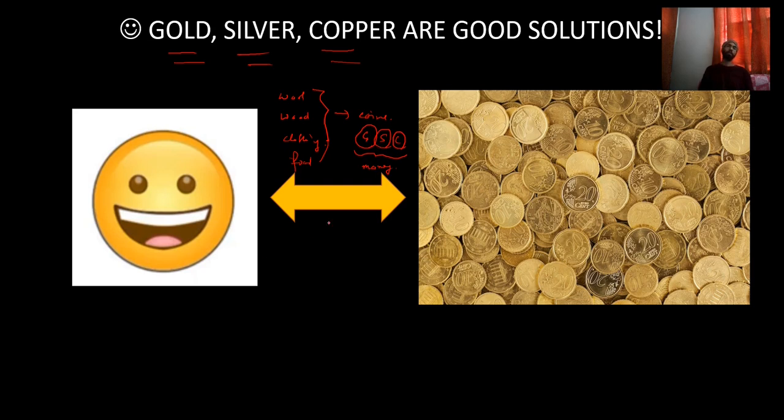Now, this was a good solution in terms of standardizing the exchange rates and fungibility, right? Gold, silver, and copper could be fungible. They could be broken up into pieces and standardized. The exchange rates could be standardized, but there were some problems also.